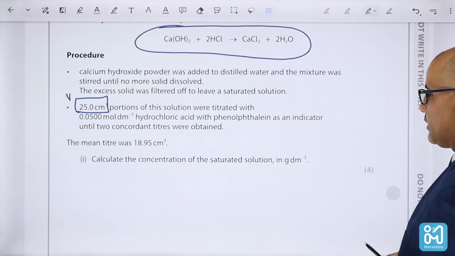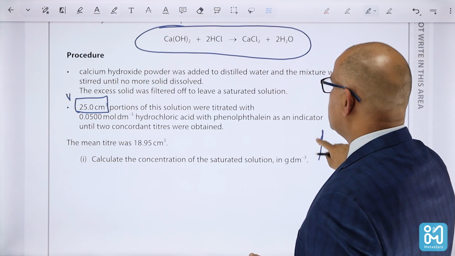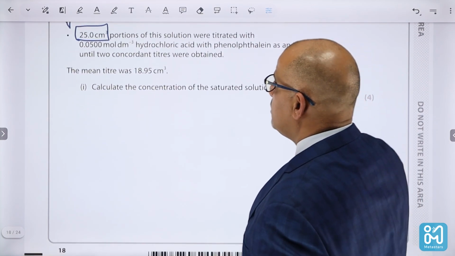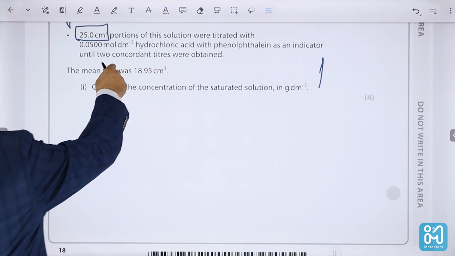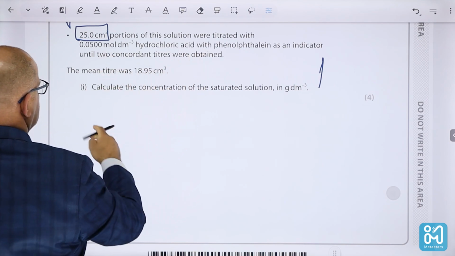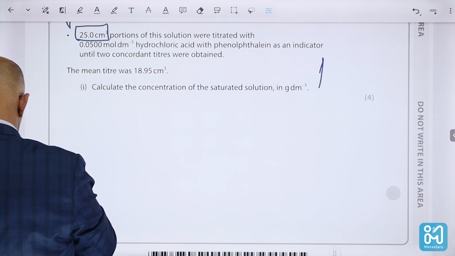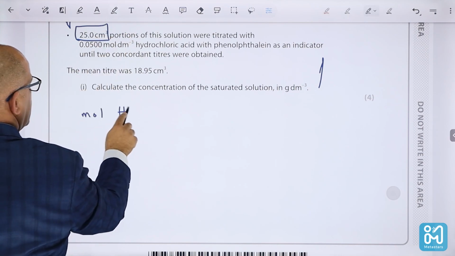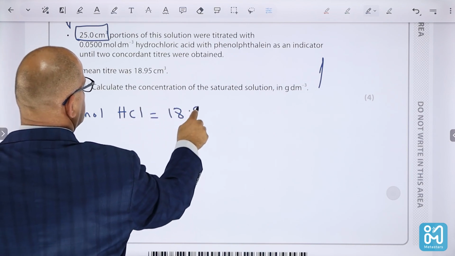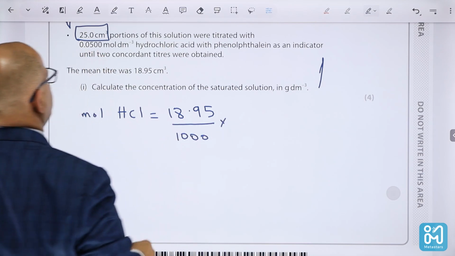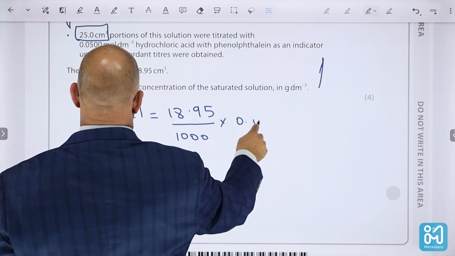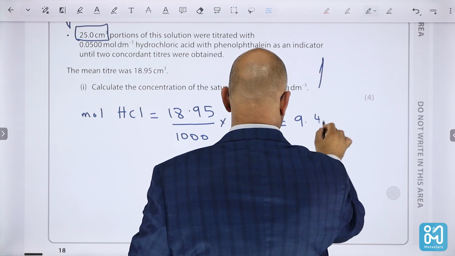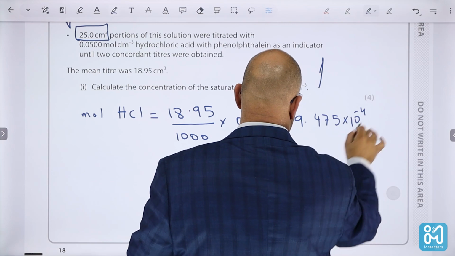To calculate the concentration of the saturated solution in grams per cubic decimeter, what is needed is to start with the concentration and the mean titer volume. So the mean titer volume is titrated with 0.05 M hydrochloric acid. So we can find the moles of the titrant, which is moles of HCl. That equals 18.95 over 1000 times the concentration, which is 0.05. This will give us 9.475 times 10 to the power negative 4 moles.